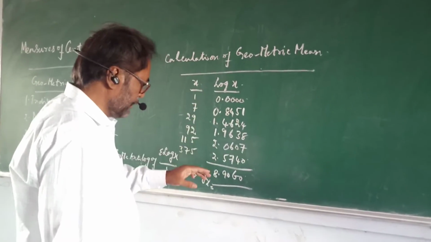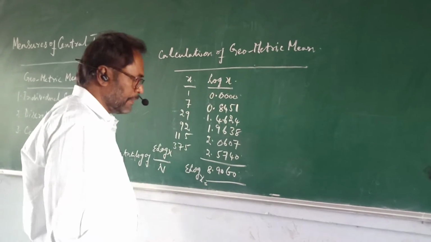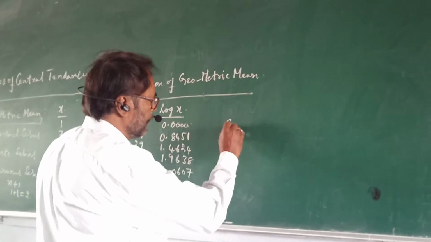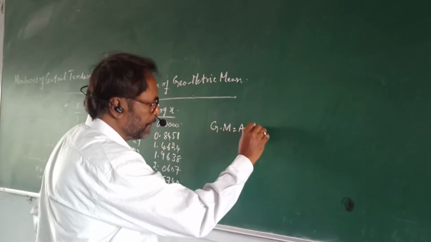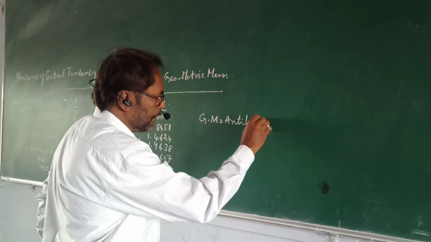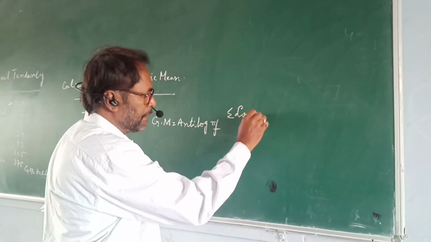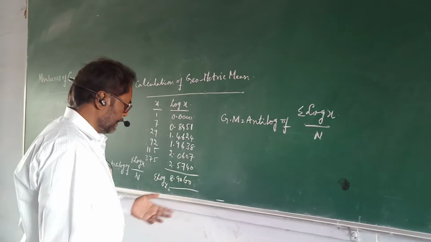If you add up all the values, you will get 8.9060. Now the formula for geometric mean under individual series is GM is equal to antilog of sigma log x by n. So you can write separately.